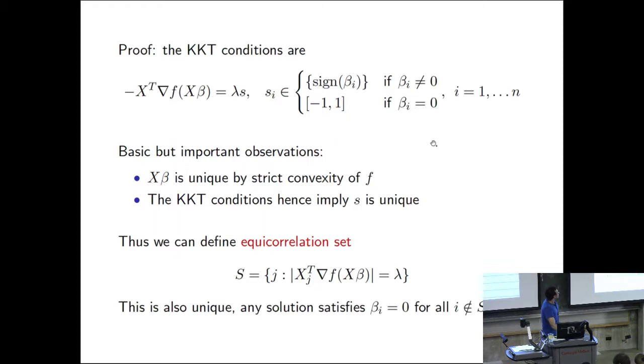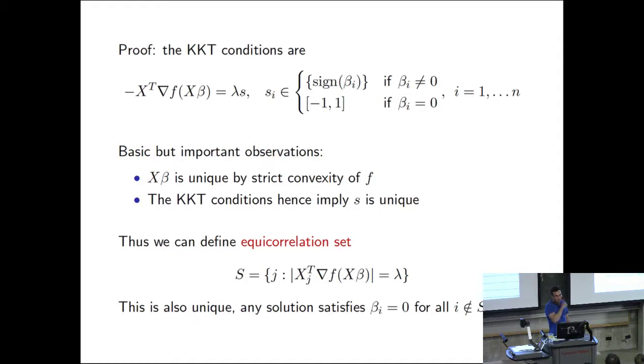So there are a few basic but important observations we can make at this point. The first one is that at the solution, x beta must be unique by strict convexity. So beta itself doesn't need to be unique. That's what we're trying to prove. But by strict convexity of f as a function of the fit, x beta must be unique.